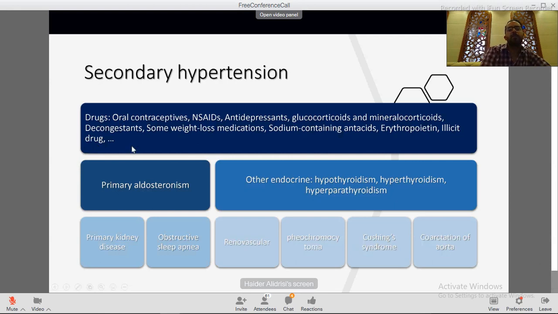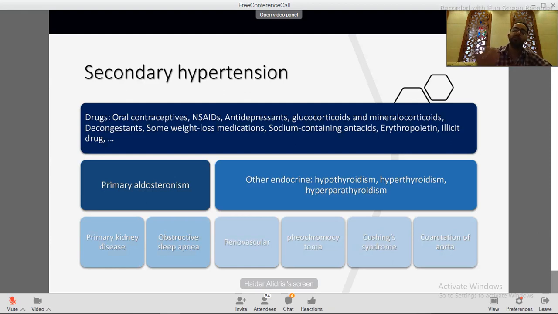So you have to think of these medications if you have hypertension in a young age group, or if you have hypertension that is difficult to control despite the patient being on medication, because these cause secondary hypertension and sometimes resistant hypertension. Primary aldosteronism is a cause of secondary hypertension. It is a disease where the adrenal glands secrete more aldosterone than usual, either due to a tumor or by genetic causes. It will result in hypertension.